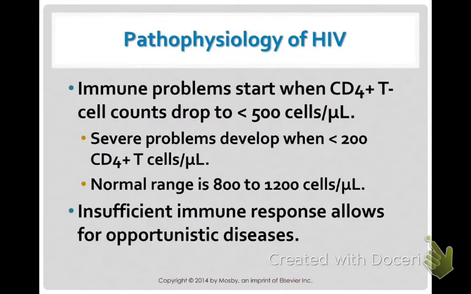So your immune problems usually start when the CD4 T cell count drops to less than 500. Severe problems develop when it's less than 200. That's when you're going to start seeing your opportunistic infections and everything, and we'll talk more about that. Normal range, like for me and you, is 800 to 1200. So because of the insufficient immune response, that's when, like I said, you'll see the opportunistic diseases.